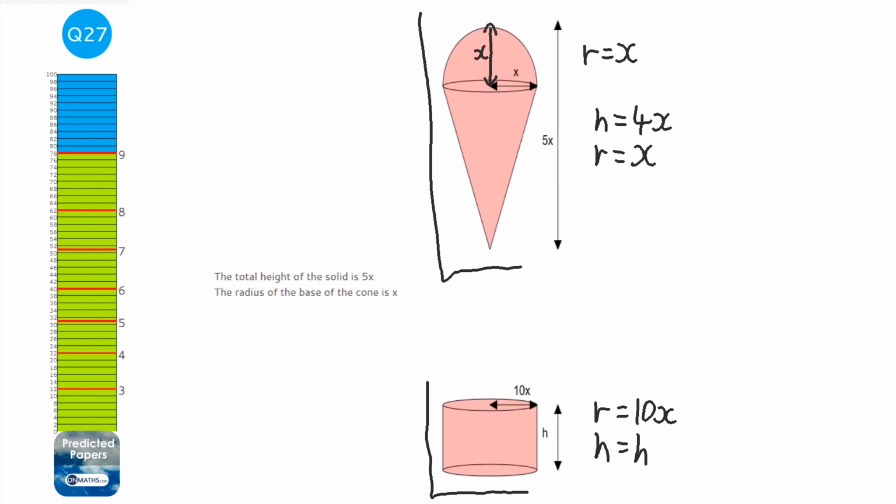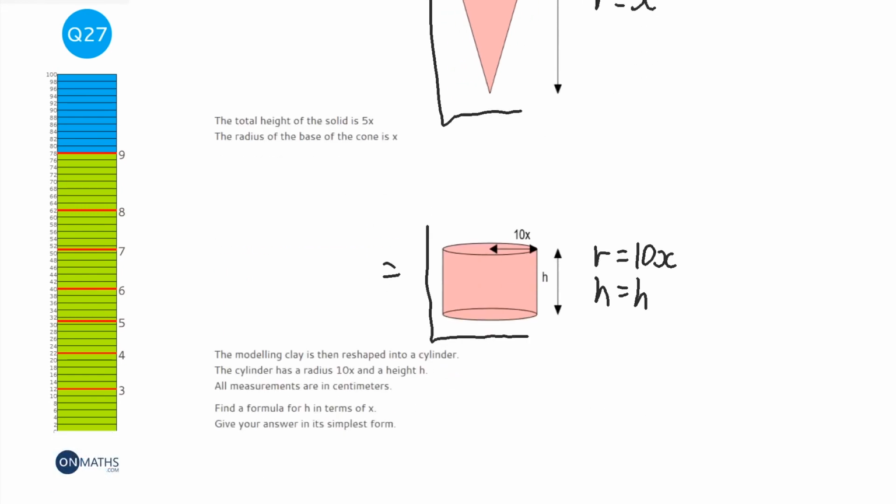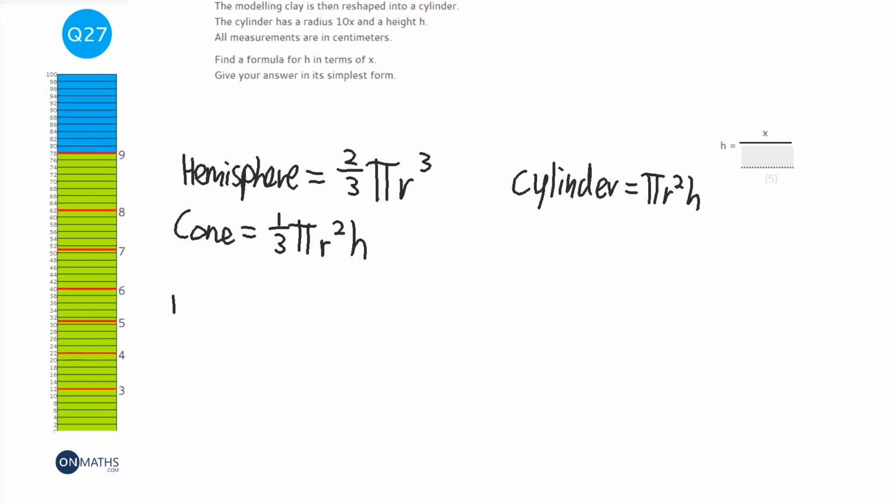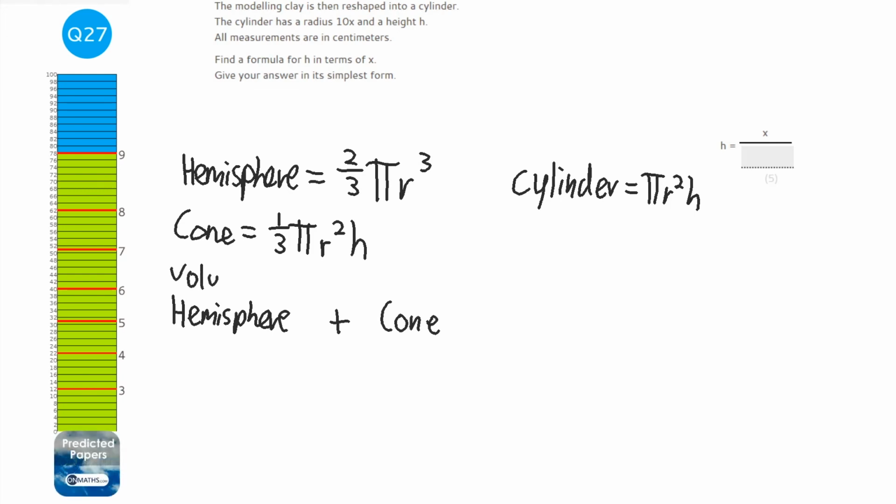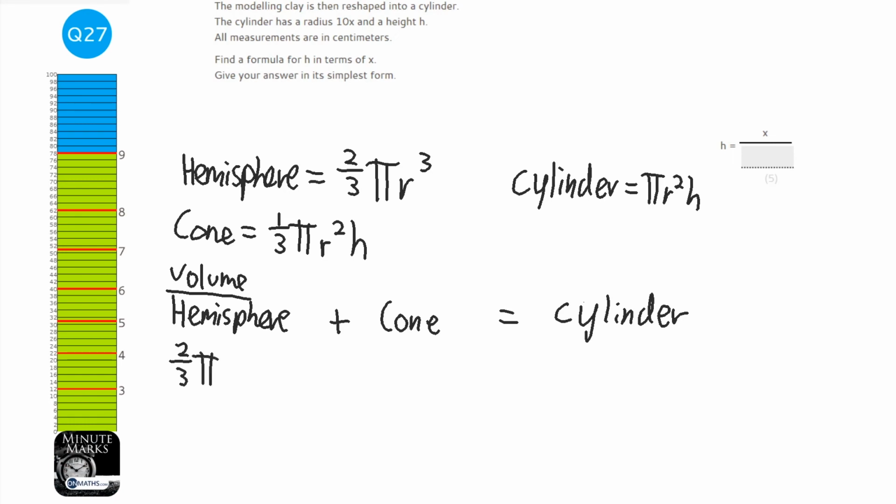So if I add the volume of the hemisphere to the volume of the cone, it should equal the volume of the cylinder. Okay, so we know that hemisphere plus the cone volume, and I should write volume here, show the examiner that I'm working with volumes, equals the volume of, C for cylinder, cylinder, there we go. So hemisphere is 2/3 pi, and we said that x was the radius, so x cubed, brilliant.